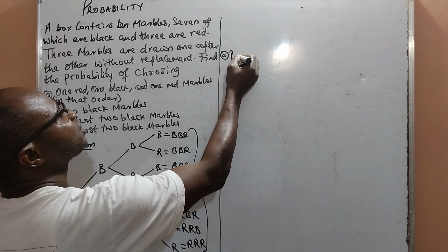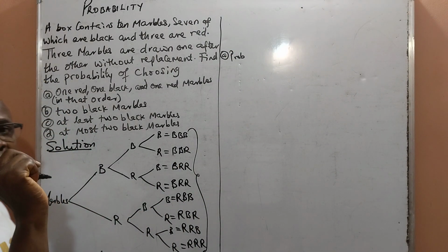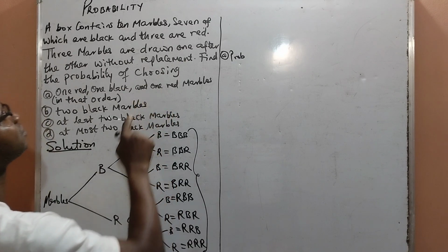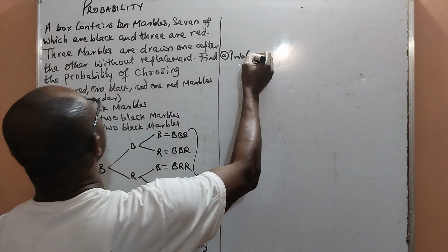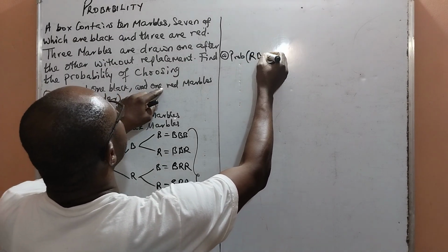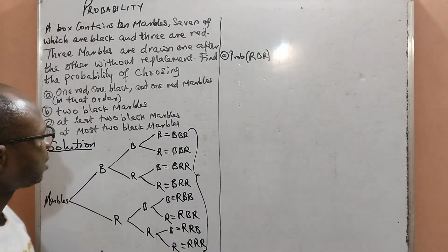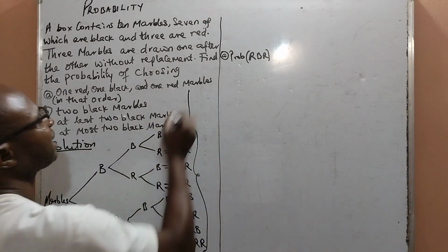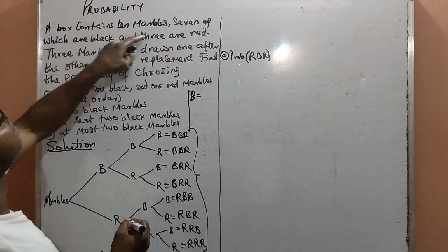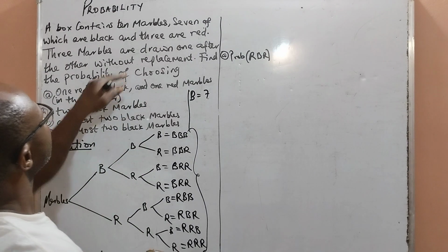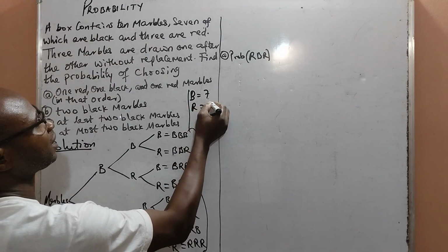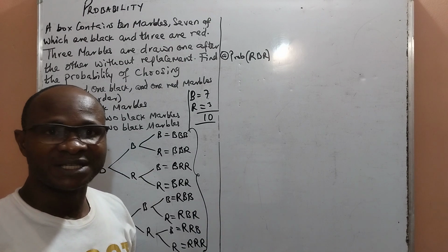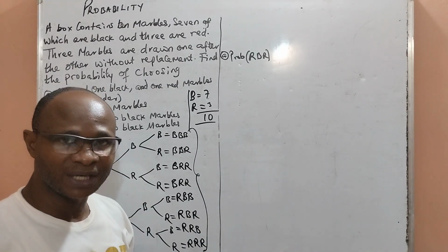Question A. The probability of picking in this order, given the first one red, the second one black, and the third one red. This is the probability of picking red, black, red in that order. But remember, inside the bag, the black marbles are 7 in number, while the red marbles are 3 in number, giving me a total of 10 marbles in the bag. Therefore, the total possible outcome is 10.